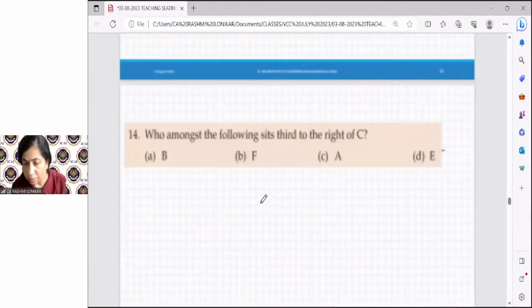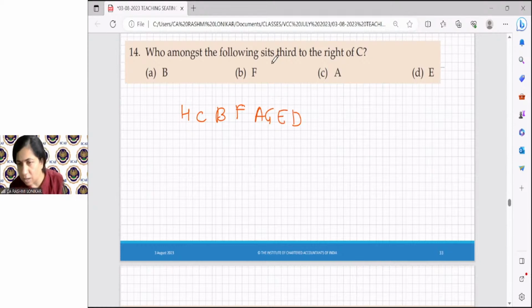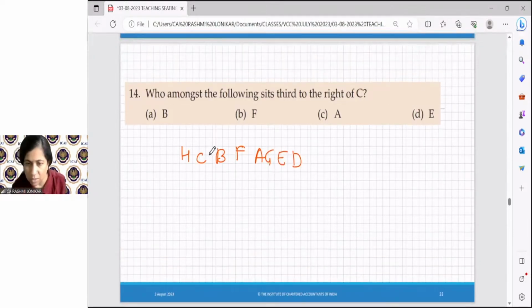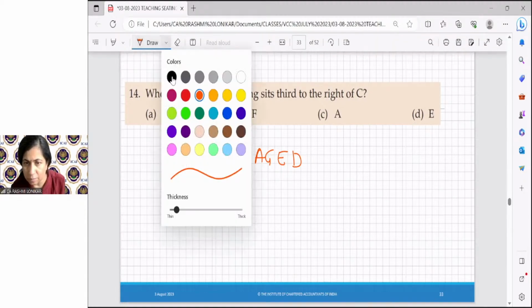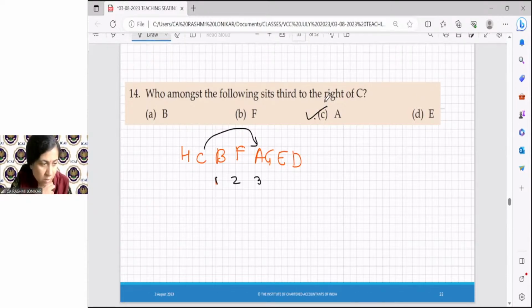14th. Who among the following sits third to the right of C? I have H, C, B, F, A, G, E, D. Third to the right of C: this is 1, 2, third. Third to the right of C is A. 14, C.